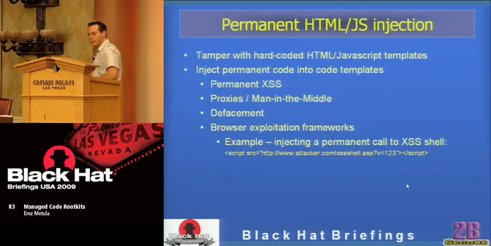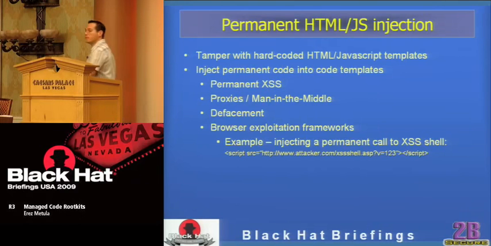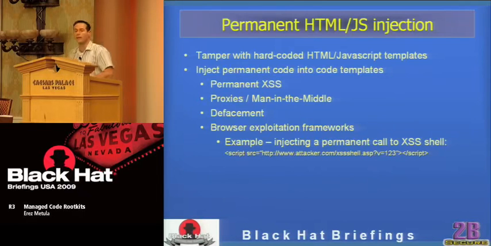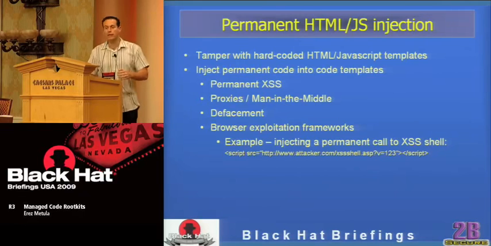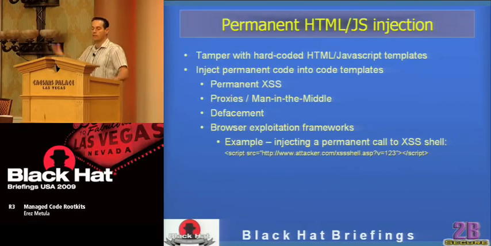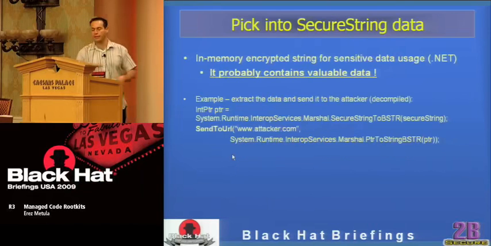Another interesting thing is that we can use permanent XSS, permanent HTML injection. Classes contain templates, code templates of HTML, of JavaScript. If we can inject into those kinds of templates, we can perform proxies, man-in-the-middles, defacement. We can even inject one line of code that can connect to browser exploitation frameworks. For example, injecting one line of code that connects all of the users to XSS shell, right? XSS shell using one line of code in the template, all of the users will be affected.